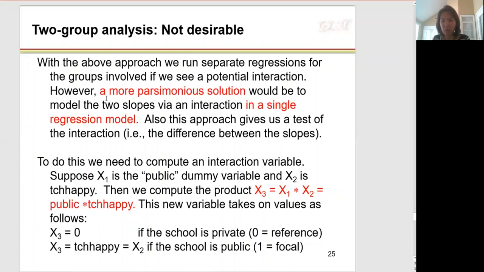This new variable takes on values as follows. x3 is 0 if the school is private. Here x1 is the school type, so private school was coded as 0 as the reference group, right? So if you have a private school, this interaction term becomes 0. And when you have a public school, plug 1 here, then x3 becomes x2.